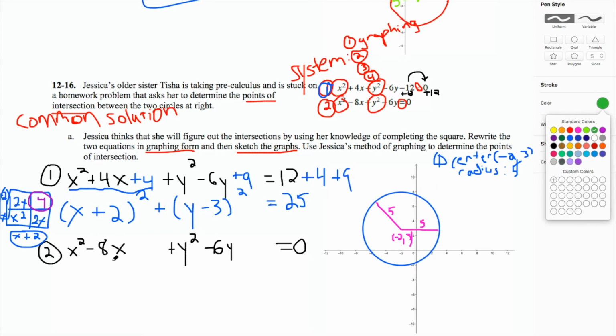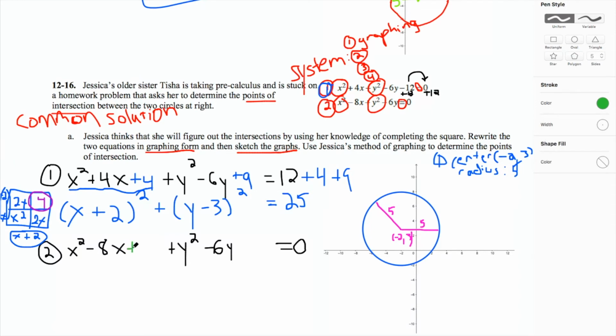Half of -8 is -4. Square it. 16 is what's going to complete the square here for the x term. So we're going to get (x - 4) squared, and we have to add 16 to this side as well. Very quickly, let's get this one done. Half of -6 is -3. Square it, and that's going to get +9 right there. Add 9 right here. And look, we're going to have a radius of 5 here as well.